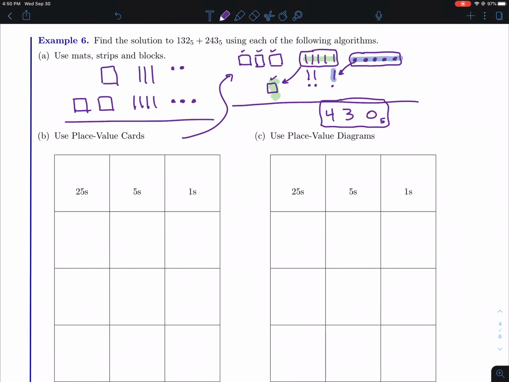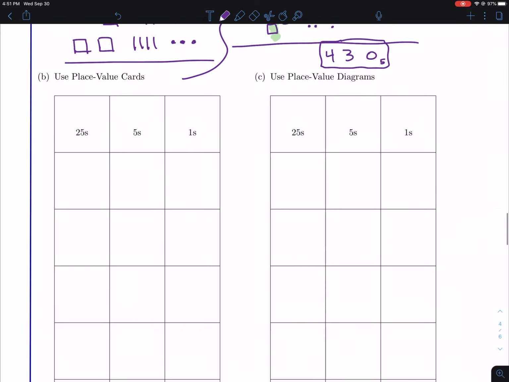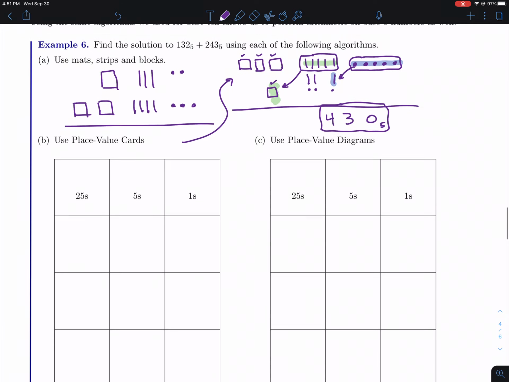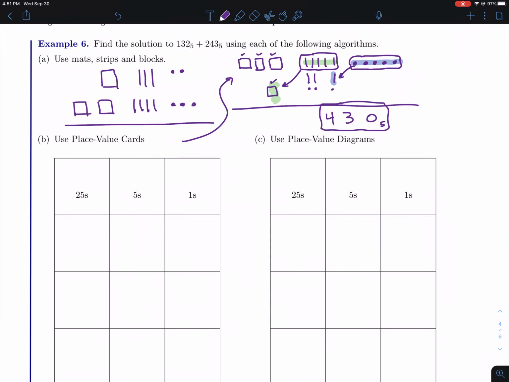All right. So these other ones are exactly the same. So I don't know if you want me to go through them, if you guys want to try some of these on your own. So actually, I'll leave place value cards and place value diagrams for you guys to do, just to see how you do. So remember, place value cards is the one where we're using the dots. Place value diagrams is the one where we would use the numbers.